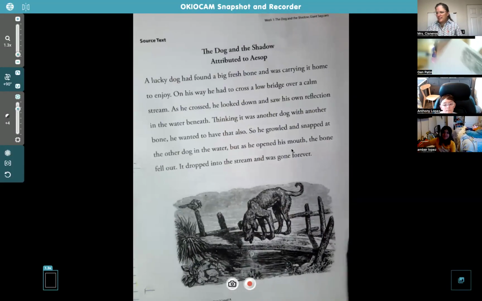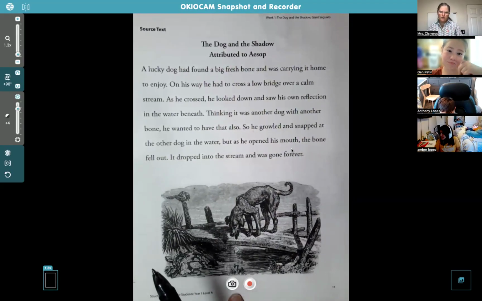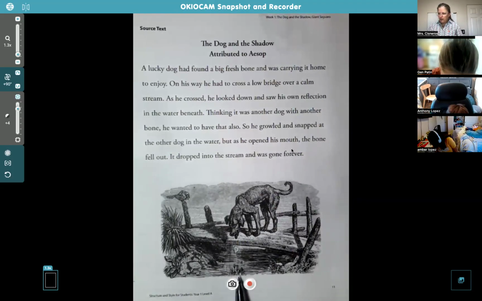And here's the picture. I saw your face. I know, poor doggy. But he kind of did it to himself, so it's hard to feel too bad for him. But look closely at the picture. Do you guys see his reflection right here at the very bottom? If you look very closely, you can kind of see it right there.